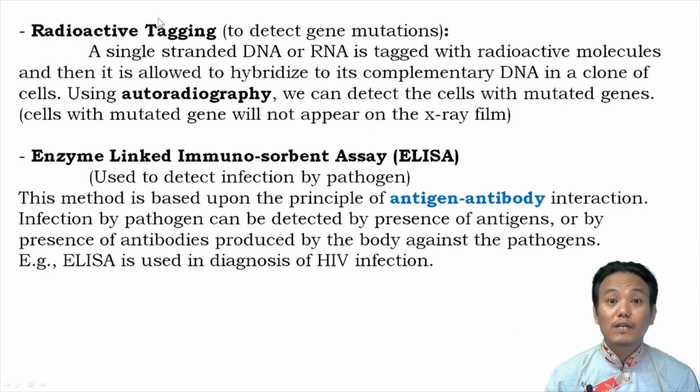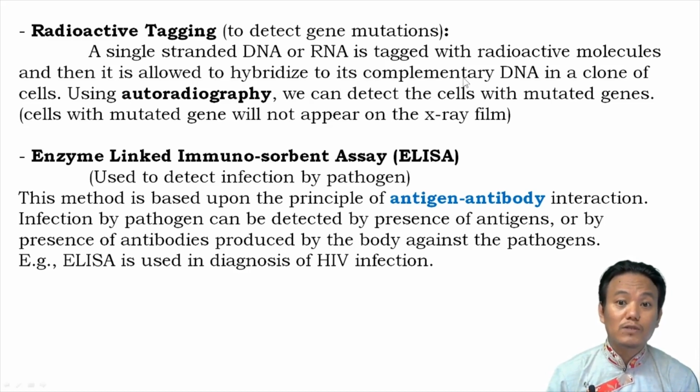And then we have the radioactive tagging method to detect gene mutations. In this method, a single-stranded DNA or RNA molecule is tagged with radioactive molecules, thus creating a probe. Then this probe is allowed to hybridize to its complementary DNA sequence in a clone of cells. Remember, these cells are taken out from the suspected patient's body and allowed to grow in vitro. The probe is allowed to hybridize to its complementary DNA in the clone of cells.